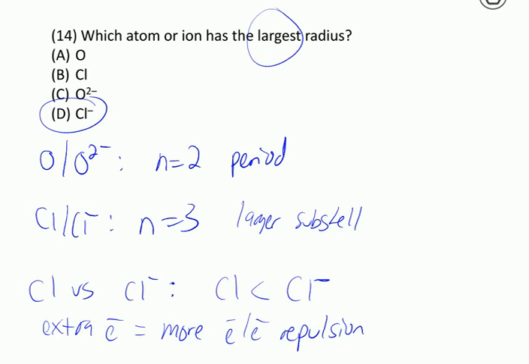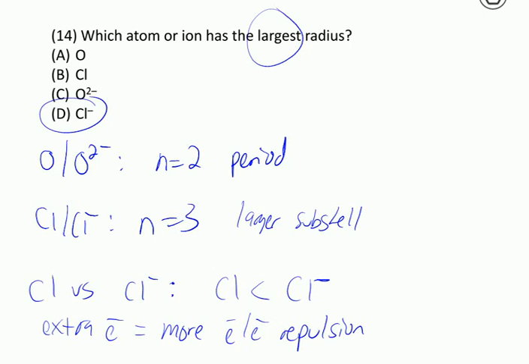But if you're comparing everything that's a non-metal, everything that's in N equals 2 is going to be smaller than everything that's in N equals 3, as far as I know anyway. Is the general trend for increasing radius going down and to the left? Increasing radius is going down and to the left.